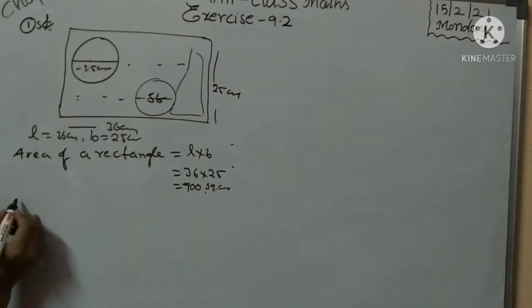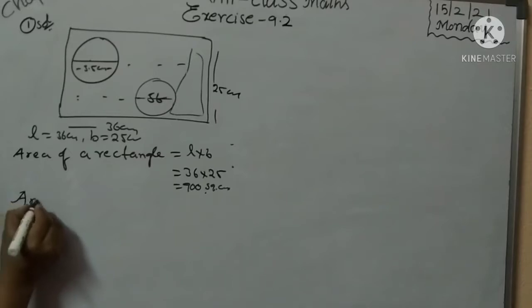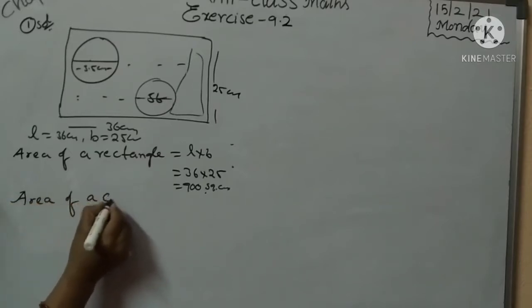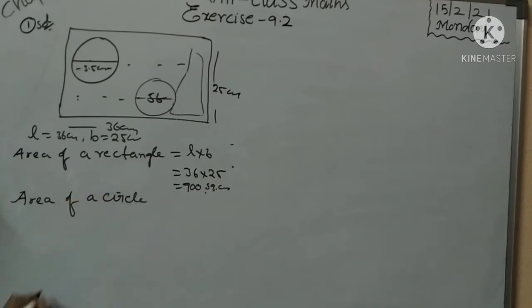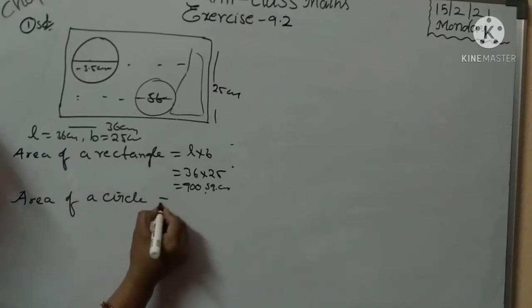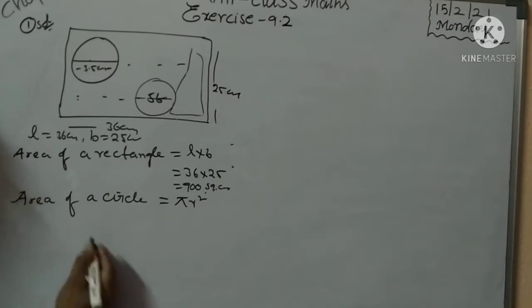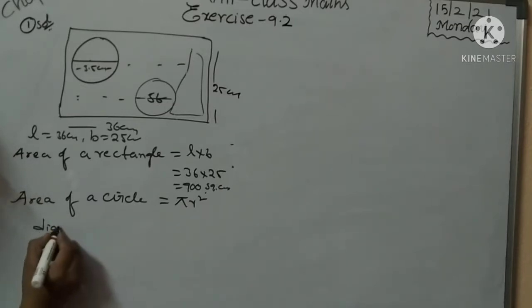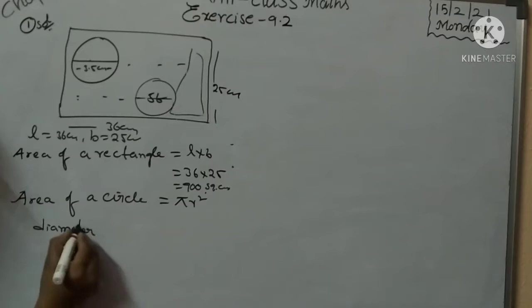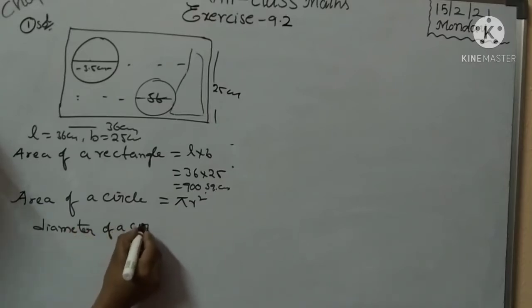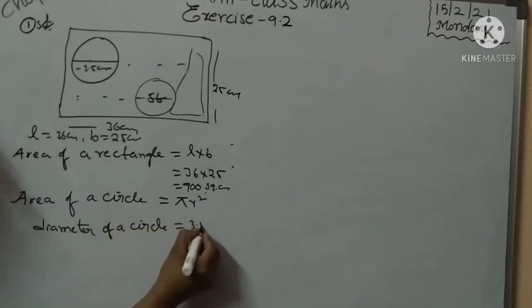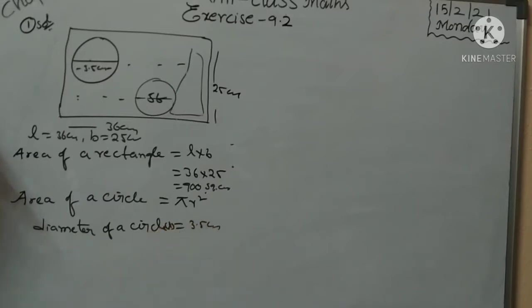Okay. Next, find the area of a circle. What is the formula? Pi r square. We know the diameter of the circle is already given, 3.5 centimeters. D equal to 3.5. Now we should write R equal to D by 2 equal to 3.5 by 2 centimeters. It is the radius.